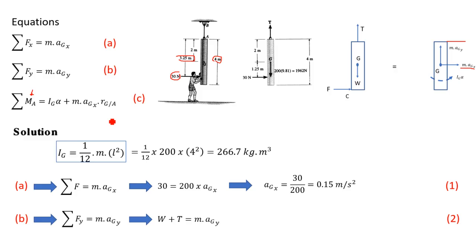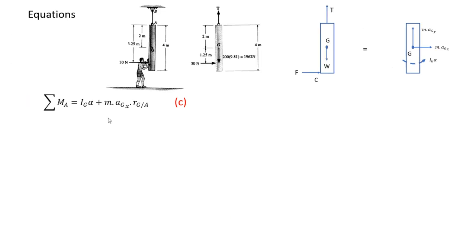Now, we don't know what the tension is, and we don't know what the AGY is yet. So we're going to come up with a relation between the T and the acceleration G in the y direction. Then we can find these results by solving for the T value, and then we can know what the AGY is. So we're going to go to the moment equation.